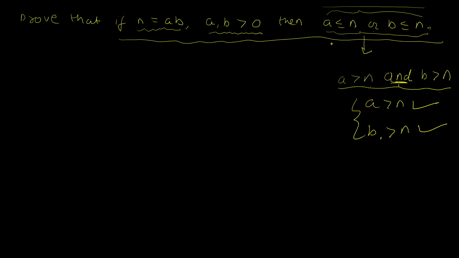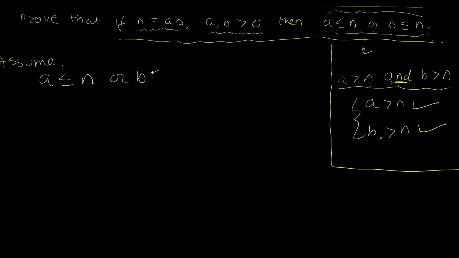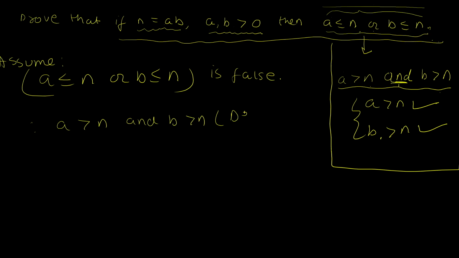So these two tips help me decide that I'm going to use an indirect proof method for this one. So we'll assume that "a is less than or equal to n or b is less than or equal to n" is false. Now if this is false, its complement must be true. Therefore a is greater than n and b is greater than n.